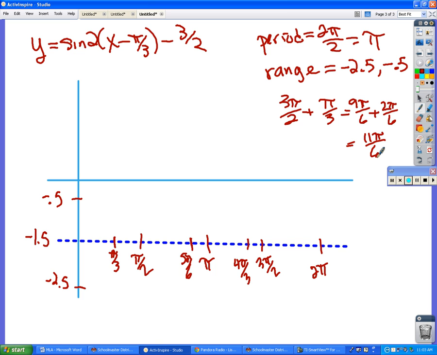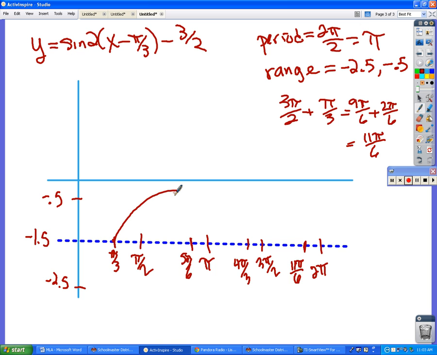Zero chance. Right here. So 11 pi over 6 is just short of the 2 pi mark. Okay? So the graph then looks like this. It starts at pi over 3, like we said, instead of 0, and it goes up. And this point right here, where it normally would have had a maximum at pi over 2, now it's going to have a maximum at 5 pi over 6, right?